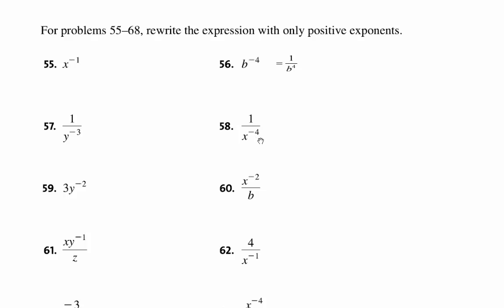Another way to think of it: if my exponent that's negative is on the denominator, move it to the top. If my exponent that's negative is on the numerator, just move it to the bottom and make the exponent positive. So when we look at number 58, my exponent that's negative is on the denominator, so I'll move it to the numerator and just make the exponent positive. All right, so I now have x to the 4th over 1, or just x to the 4.